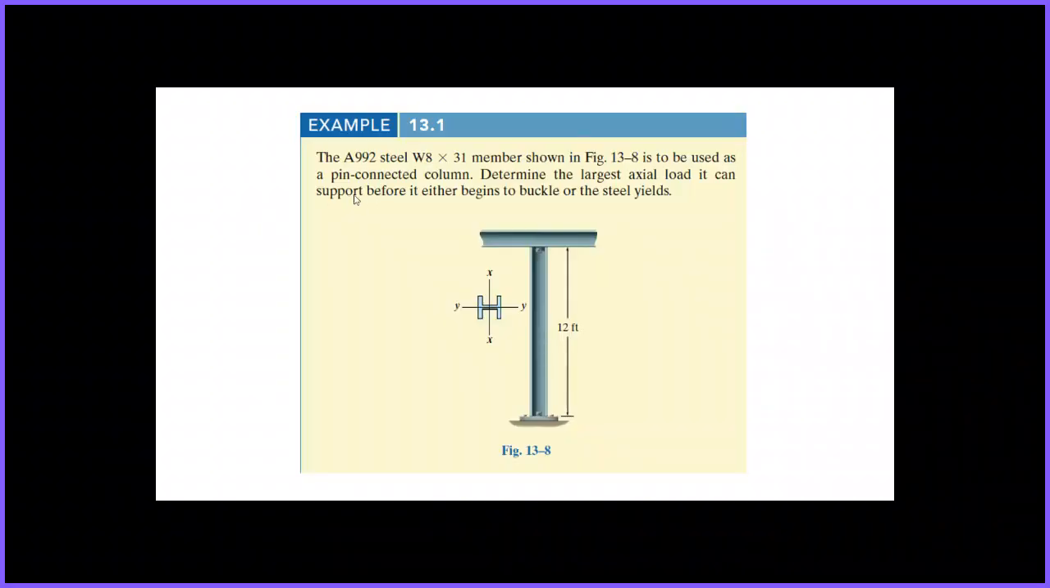So as you see, this is the column, a 12-feet column. If you cut here at the center, you see the cross section is H or I. Basically this is the web and flange, and this is a W-type section, W8x31.